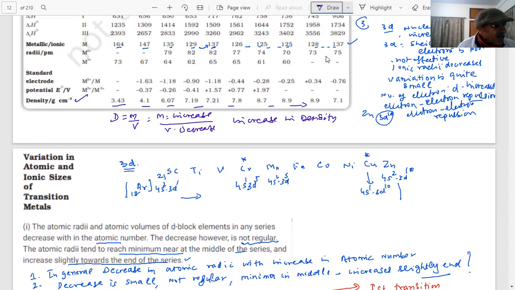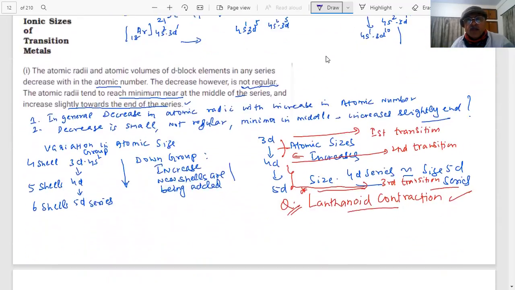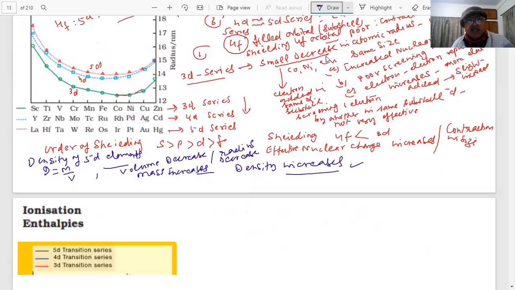So density can also be predicted on the same formula of mass per unit volume. Mass is more, volume is less, density will be more. That is the trend which we see, student. There is a slight variation in the case of zinc. We have already seen that the atomic size of zinc increased, it was more than these three. So that is also reflected in the density. So we have explained lanthanide contraction.